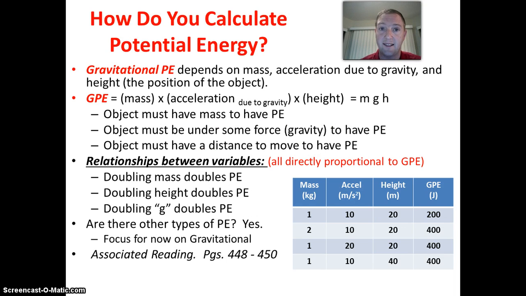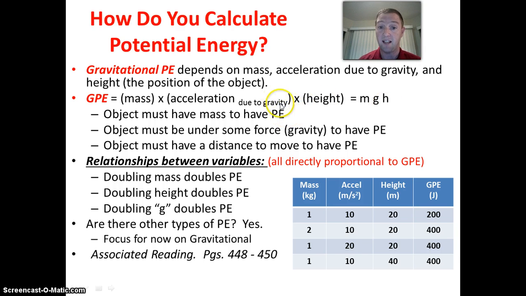So, as we talked about last time, scientists like to quantify ideas. They like to put a value, a number on it. So how do we calculate potential energy? Well, we're going to use gravitational potential energy as an example. Gravitational potential energy depends on the object's mass, the acceleration due to gravity, and the height or the relative position of that object. It's a fairly straightforward equation. Gravitational potential energy equals mass times the acceleration due to gravity, we call that g, times height. So gravitational potential energy is equal to mgh, mass times acceleration due to gravity times height.